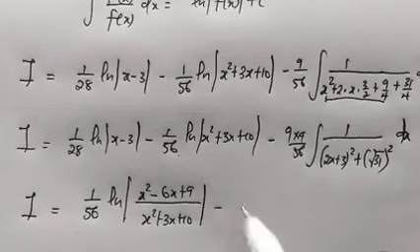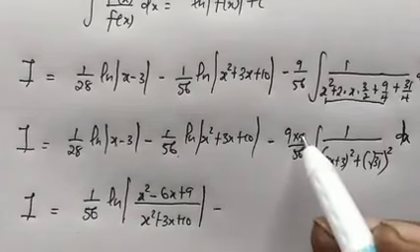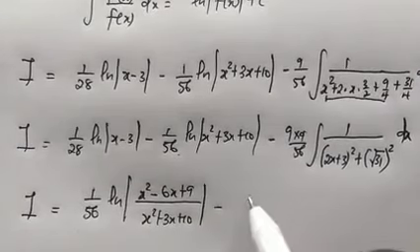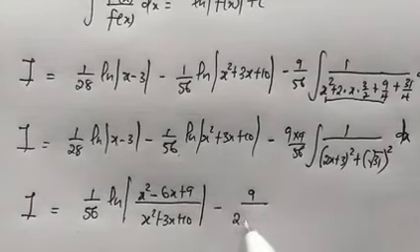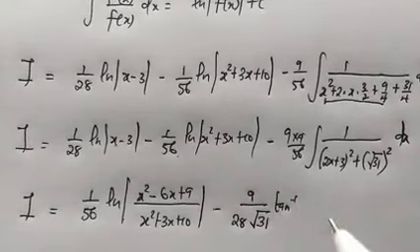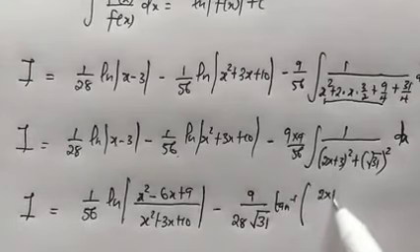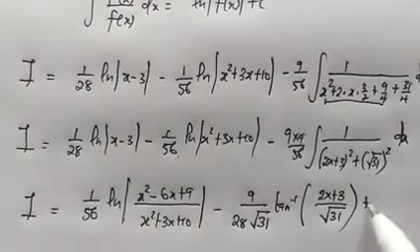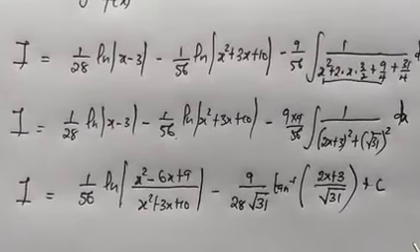This will be minus, 1 over 2, 4 times 1 over 2 is 2, 2 reduces this one to 28, and this will give us 9/(28 root 31) times the inverse tangent of (2x plus 3) divided by root 31, plus c. So this right over here is our solution.